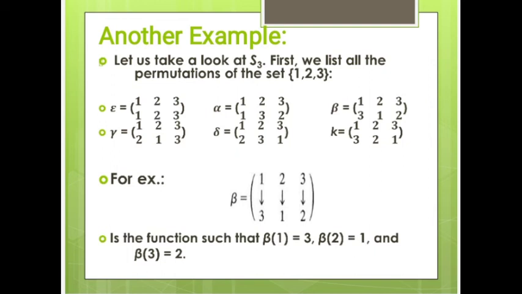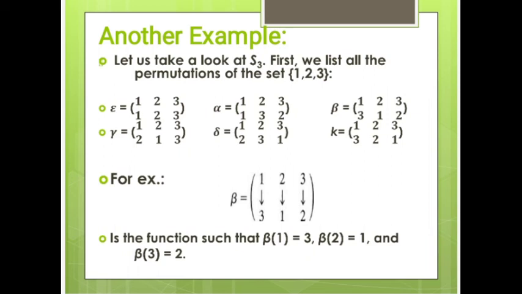First, list all the permutations of the set 1, 2, 3. The epsilon is 1, 2, 3, 1, 2, 3. While alpha is 1, 2, 3, 1, 3, 2. And for the beta, 1, 2, 3, 3, 1, 2. While the gamma is 1, 2, 3, 2, 1, 3. And for the delta, 1, 2, 3, 2, 3, 1. And for the kappa, 1, 2, 3, 3, 2, 1.